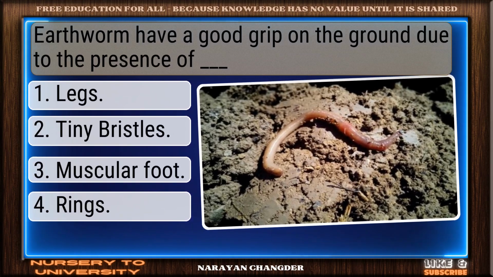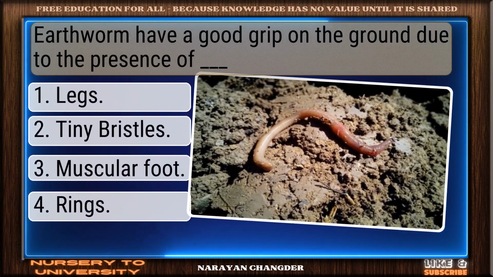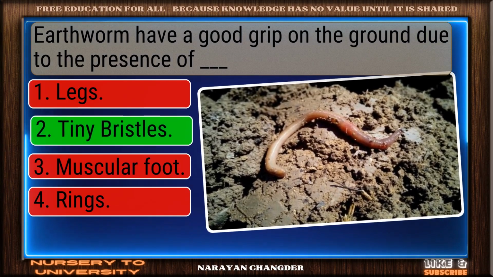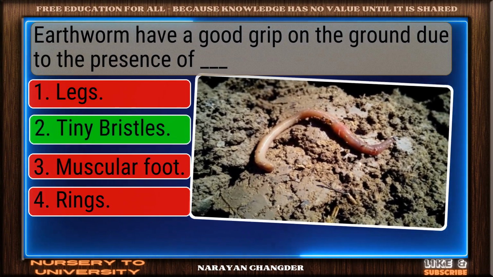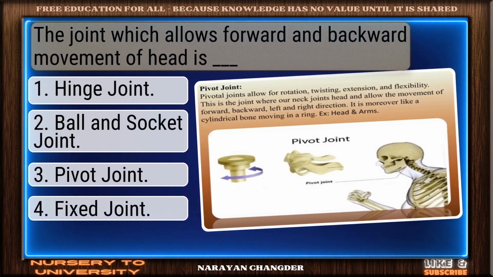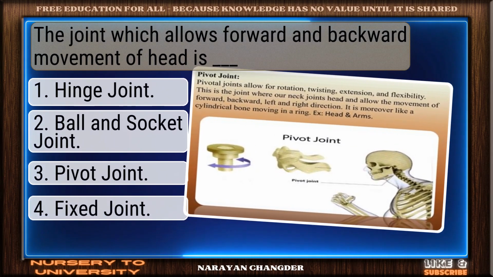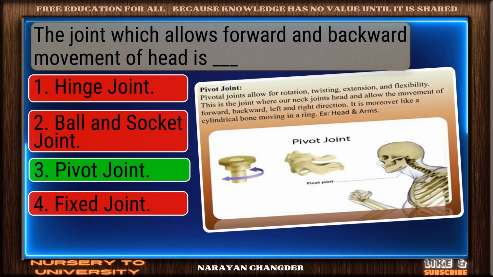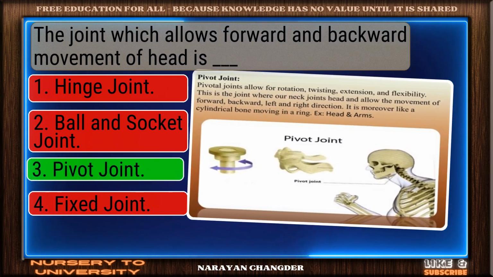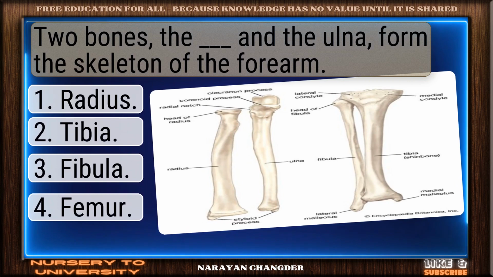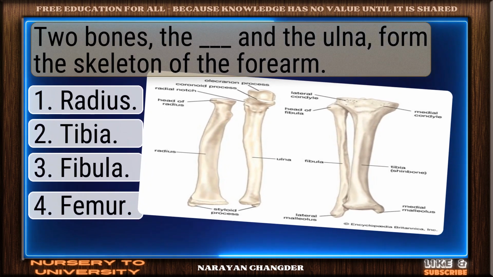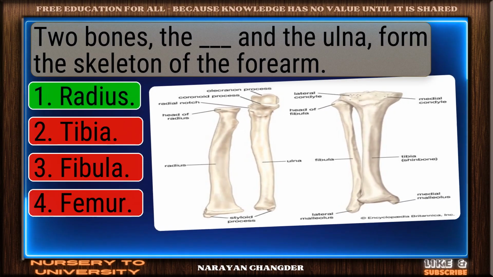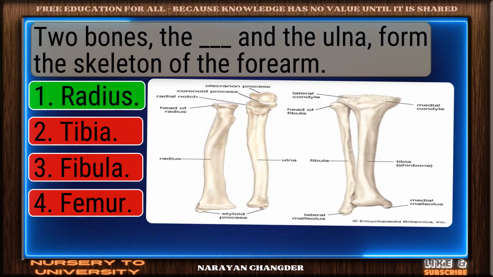Earthworms have a good grip on the ground due to the presence of dash. Correct. Tiny bristles is the right answer. The joint which allows forward and backward movement of head is dash. Bravo. Pivot joint is the answer. Two bones, the dash, and the ulna, form the skeleton of the forearm. Well done. Radius is the right choice.